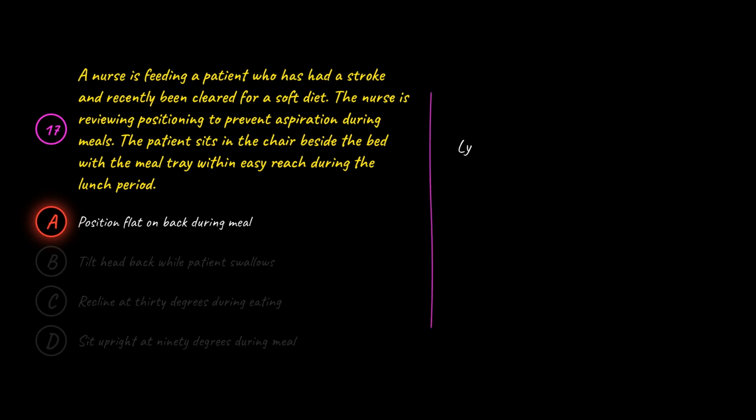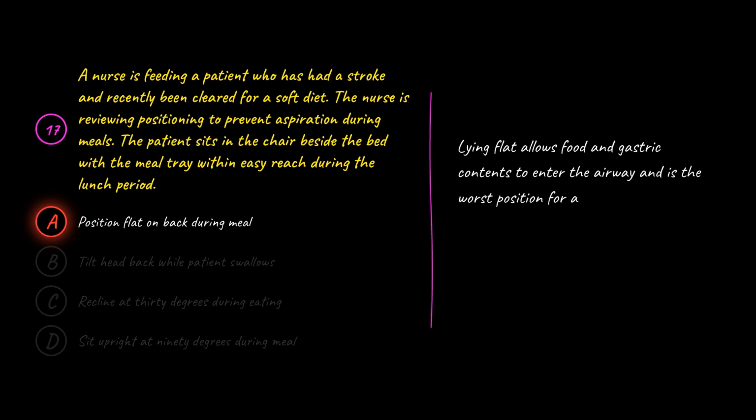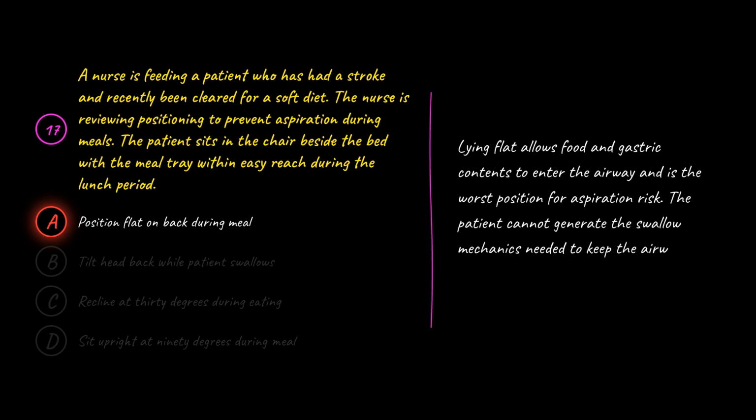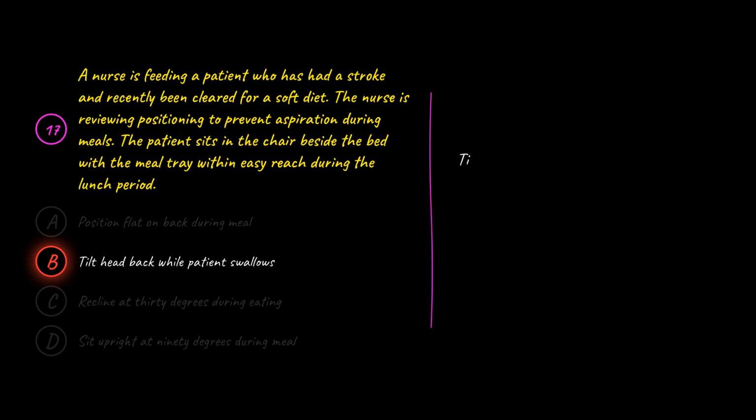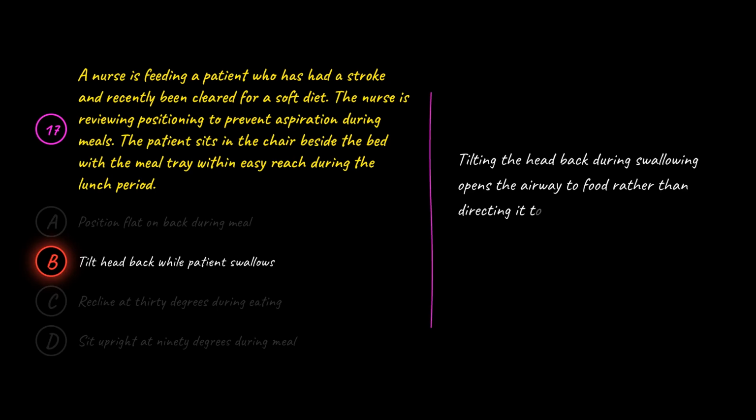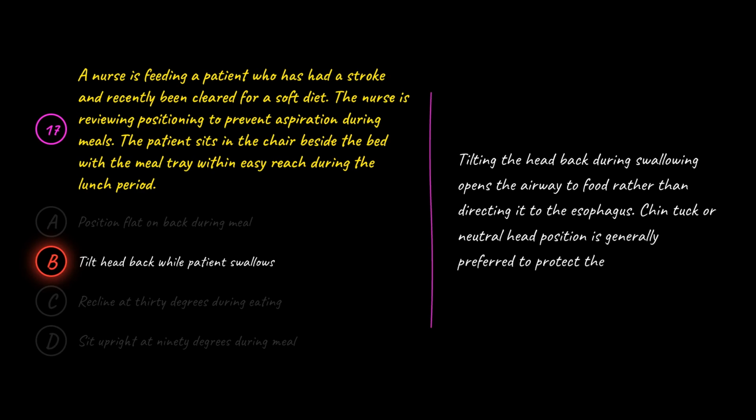A is wrong because lying flat allows food and gastric contents to enter the airway and is the worst position for aspiration risk. The patient cannot generate the swallow mechanics needed to keep the airway protected. B is wrong because tilting the head back during swallowing opens the airway to food rather than directing it to the esophagus. Chin tuck or neutral head position is generally preferred to protect the airway.